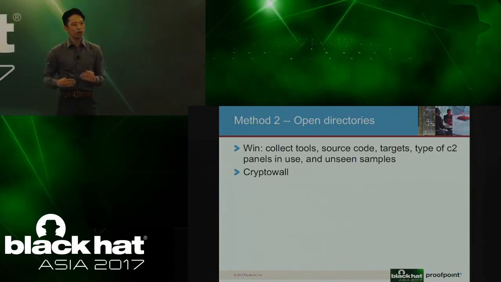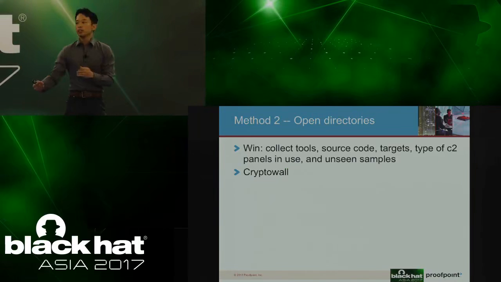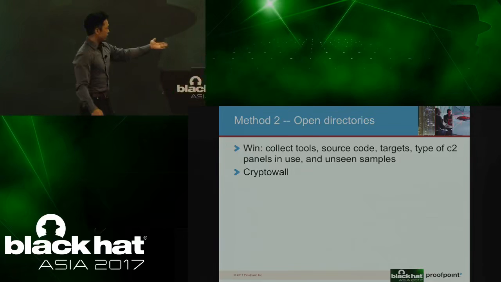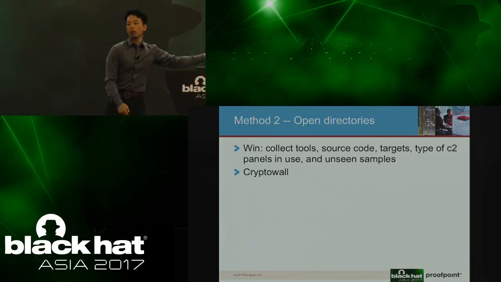Method two, open directories. Once you have all of those URLs, you can write a script to start to probe for open directories. And there are lots and lots of them. We'll give an example that we found with the CryptoWall actors.